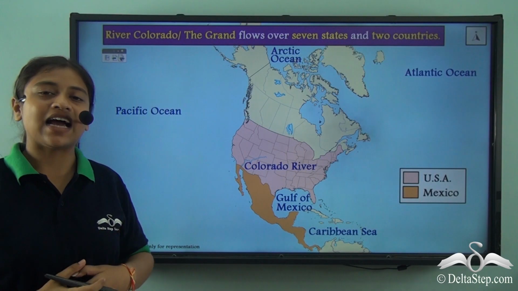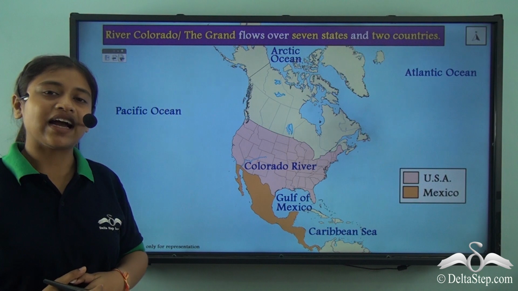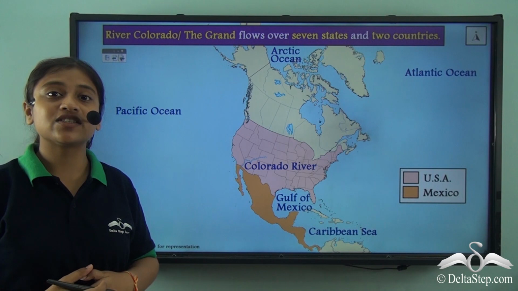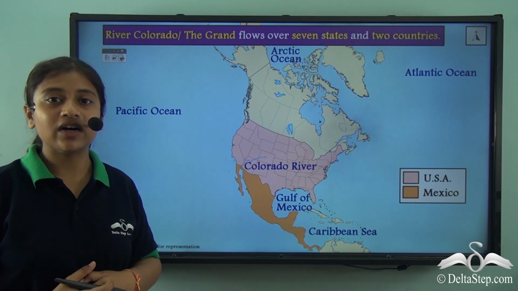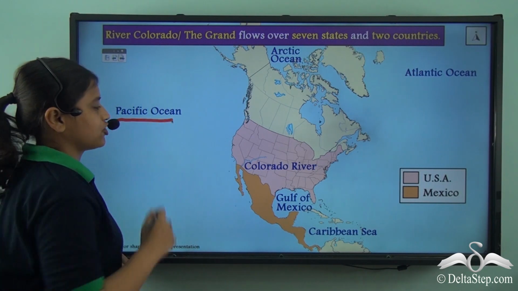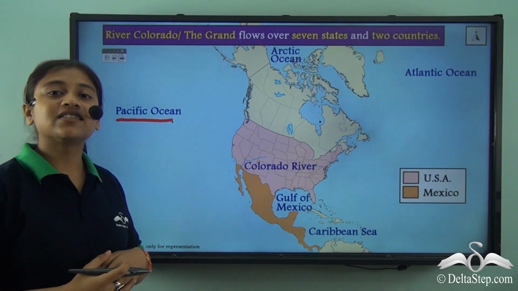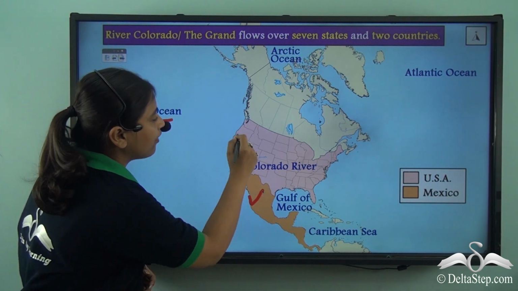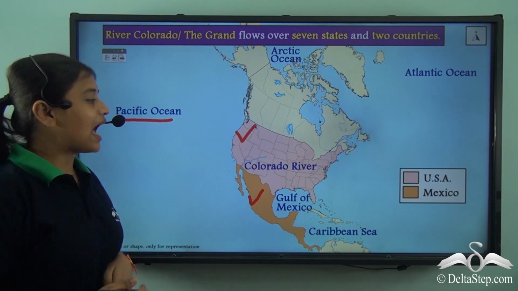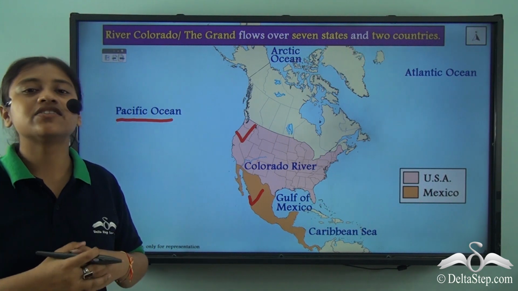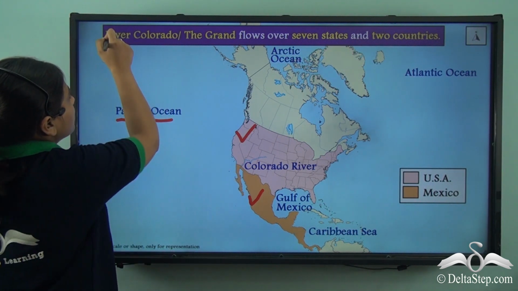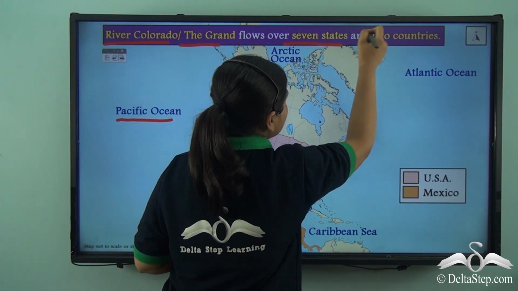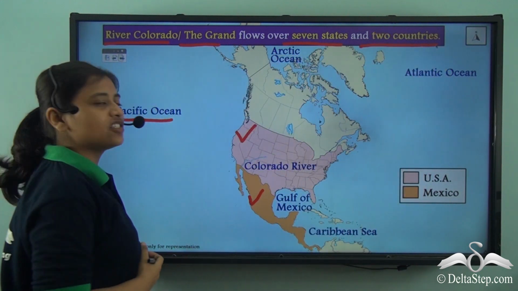Now, we looked at the mighty Mississippi. Let's look at the Colorado River. Now, Colorado River is another important river that flows into the largest ocean of the world, and that is the Pacific Ocean. So you see that the Colorado River passes through two countries of the continent, namely Mexico and the United States of America, right? And this river is also an important river system of the continent. So the river Colorado, also known as the Grand, flows over 7 states and 2 countries, as I just mentioned.